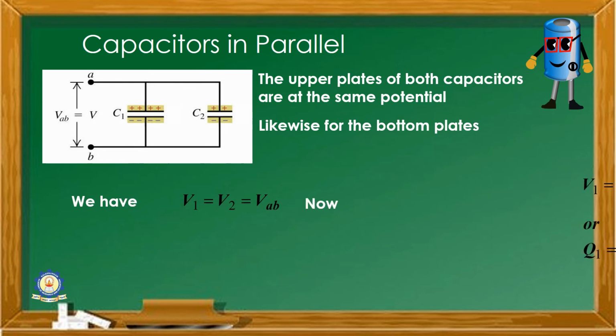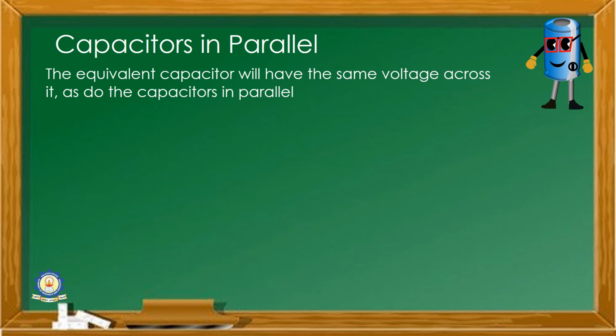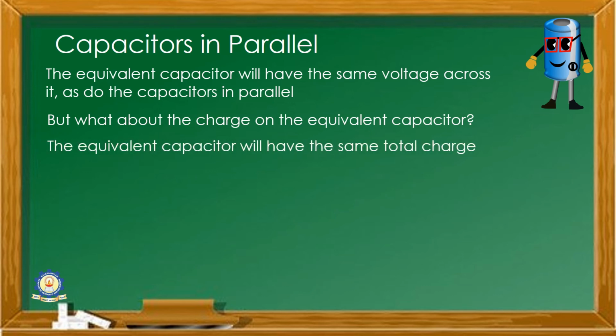Now, V1 is equal to Q1 by C1 and V2 is equal to Q2 by C2. Similarly, Q1 is equal to C1V and Q2 is equal to C2V. So what is common over here? It is the potential difference. The equivalent capacitor will have the same voltage across it as do the capacitors in parallel. But what about the charge on the equivalent capacitor? Will the equivalent capacitor have the same total charge? So let us analyze it.